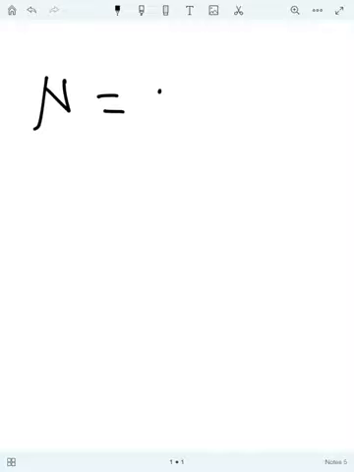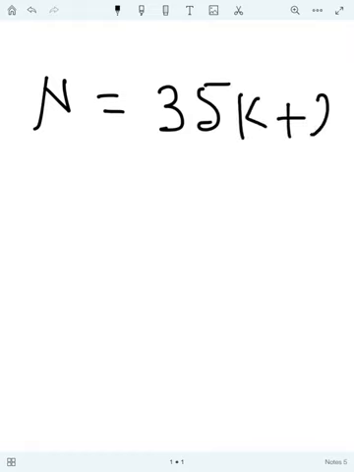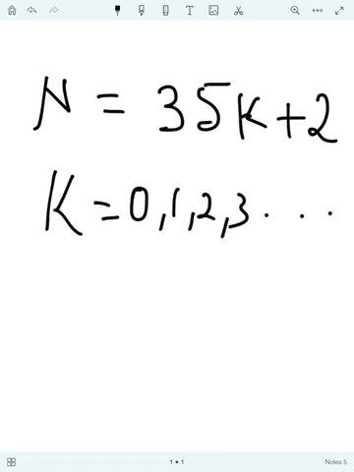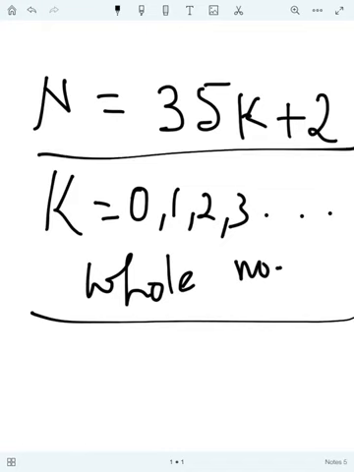The general equation for n I can write as 35k plus 2, where k is some constant. K can have any value. K can be any whole number. So now you can see this is the general equation, 35k plus 2. As you change the value of k, you will get different values of n.